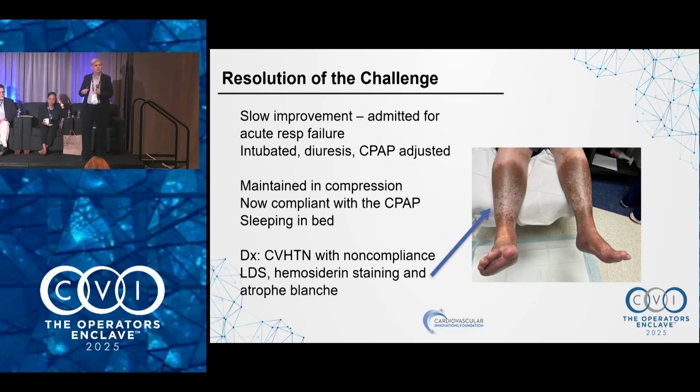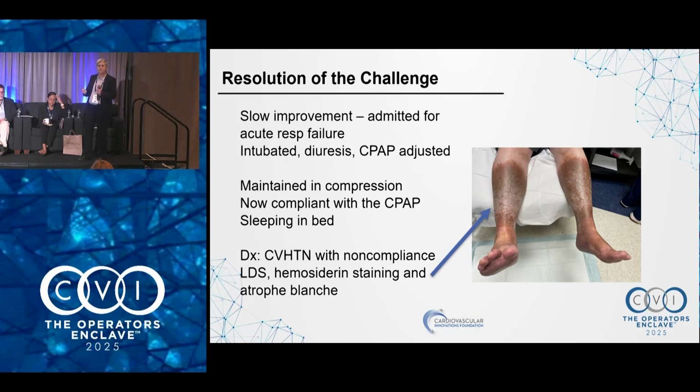So we had very slow ongoing improvement. We did put him in multi-layer compression, but then he got admitted to an outside hospital for acute respiratory failure. He was intubated. He was heavily diuresed while he was there. Obviously, he was flat in bed for a period of time, which helps. His CPAP was adjusted, and he came home using his CPAP. He's now maintained in compression.